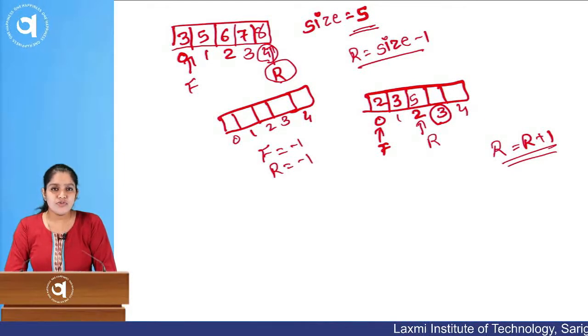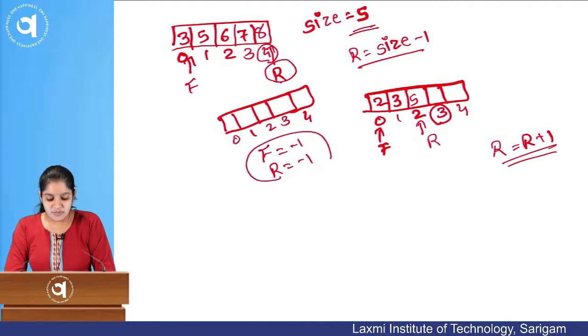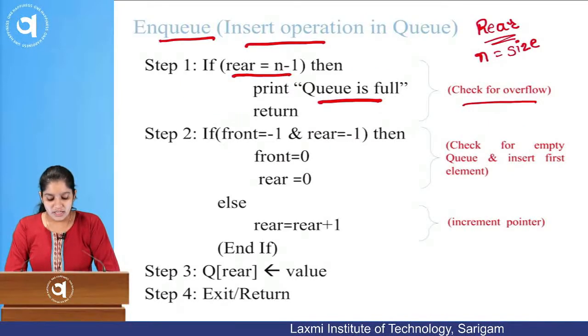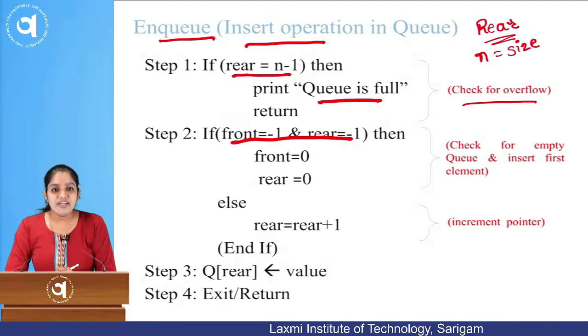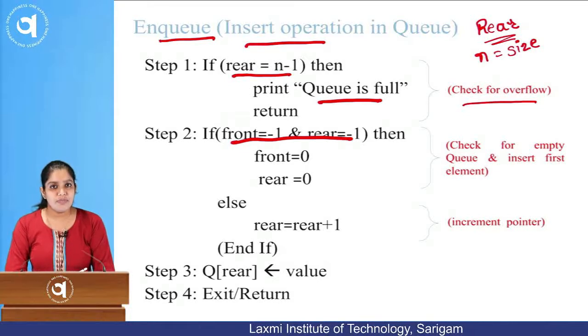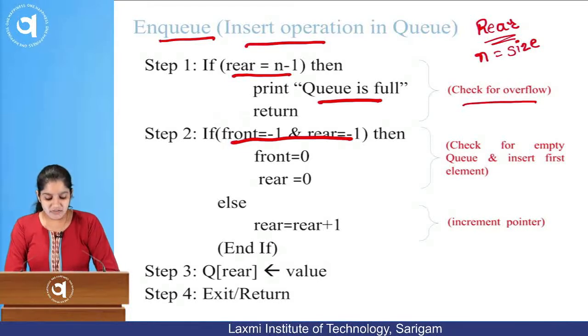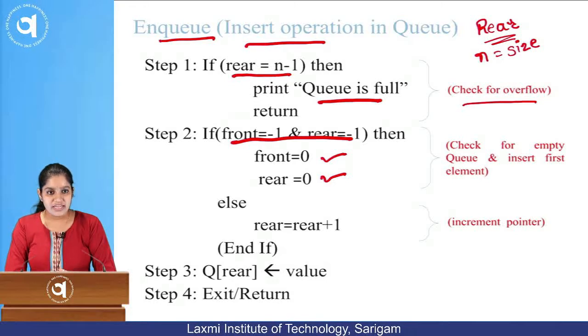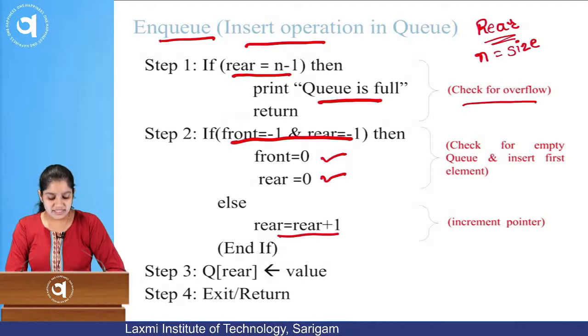So, in that situation when we are adding the very first element, at that time we need to set both of these pointers to the 0th location. So, that is what we are doing over here: first we are checking if front is equal to minus 1 and rear is equal to minus 1, then we are assigning front is equal to 0 and rear is equal to 0. That is checking for the empty queue and inserting the very first element. Else, that is the normal scenario, rear is equal to rear plus 1.